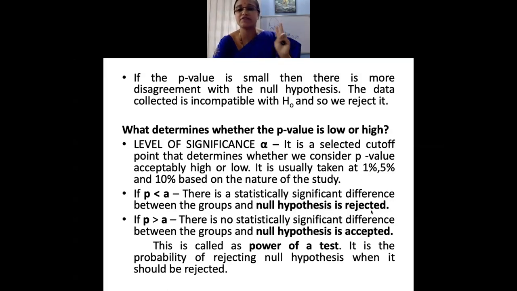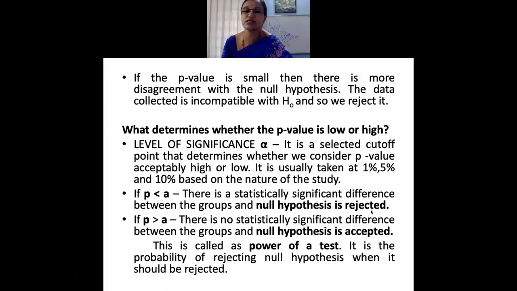Let us say I take it at 5%. Now 95% and 5% is my alpha value. So 5% means it will be 0.05. So if my p-value is less than 0.05, that p-value I have to find out. Now what is ultimately the outcome of that? This means that there is a significant difference between the groups.